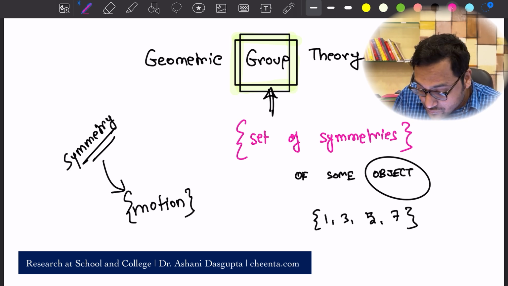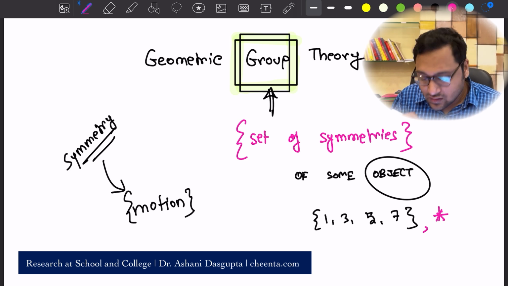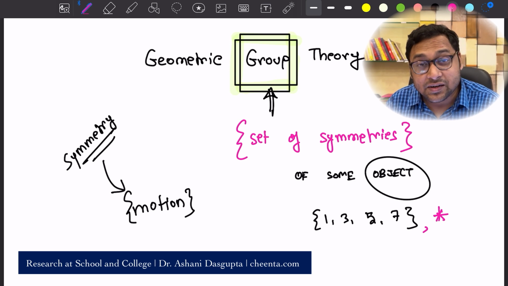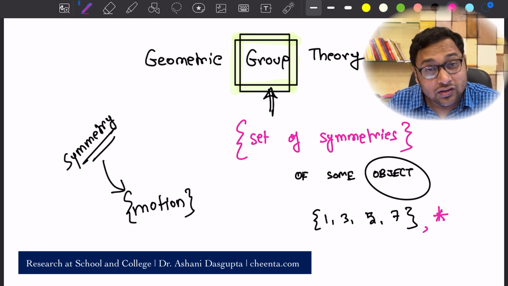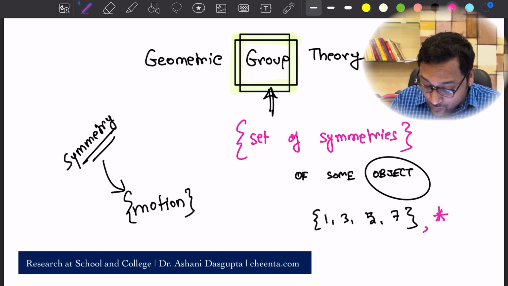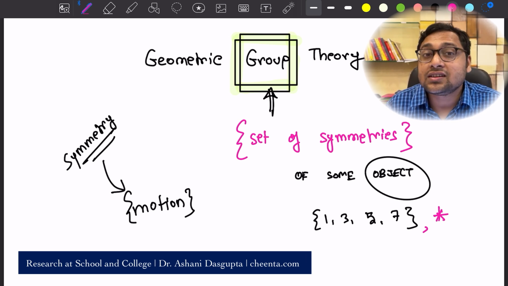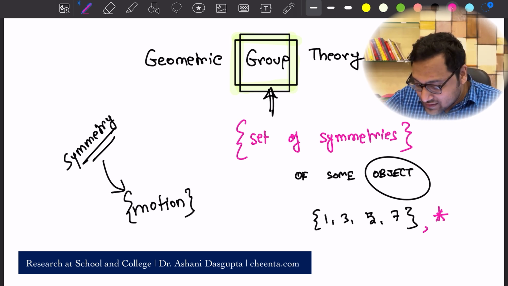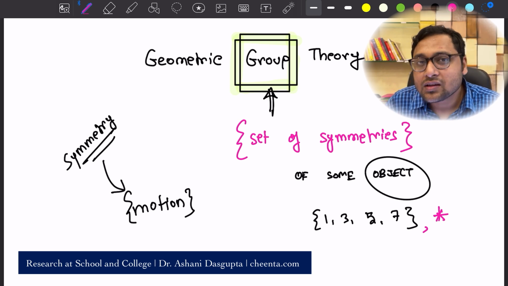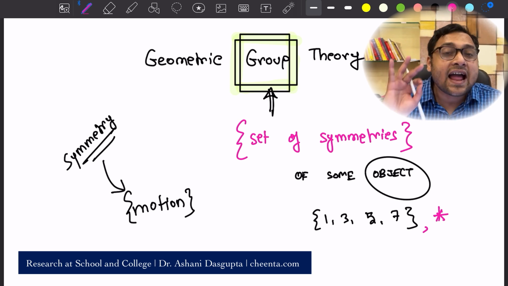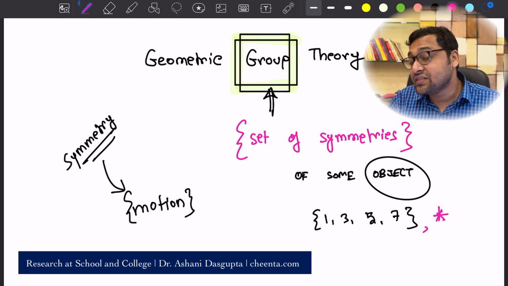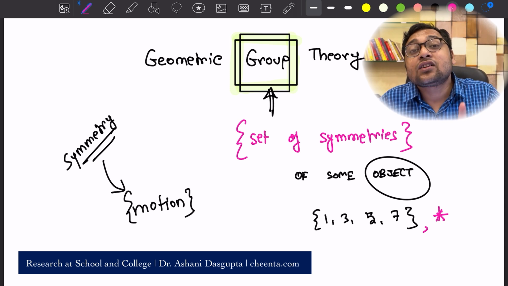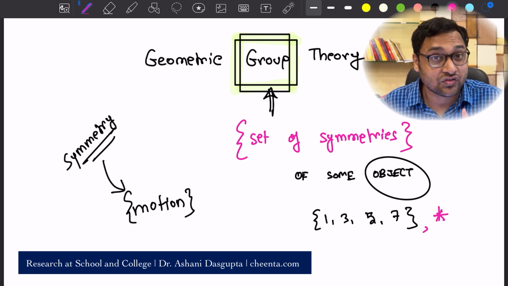I have to also tell you an operation, what kind of operation I can use to combine elements of this particular set. So I have to look for the operation. And once I have the set and the operation and all the properties are satisfied, I have a group. I'm not going to say what the operation is at the moment, but just by looking at the set 1, 3, 5 and 7, it's very hard to tell which object's symmetries we are looking at.